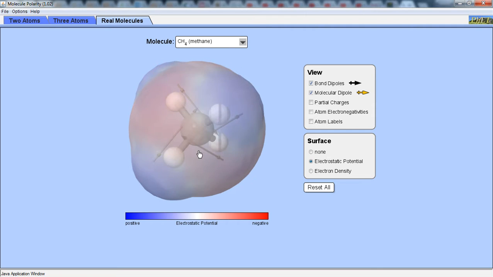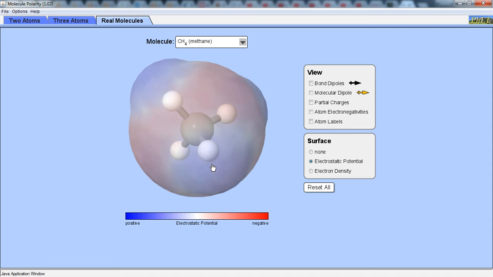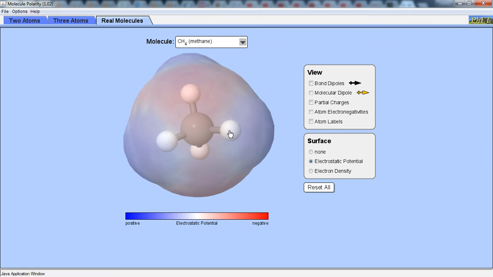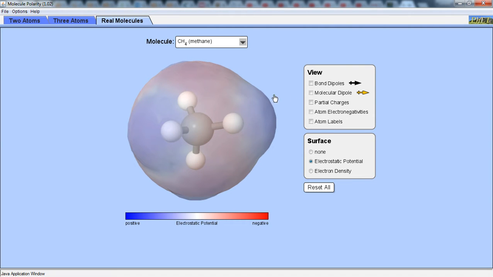Now I've got here the methane molecule. If I switch off the bond dipoles and molecular dipole, you can see it clearly, the one carbon that's surrounded by the 4 hydrogen atoms. And you will see that there's a bond dipole because there's a difference in electronegativity between hydrogen and carbon.